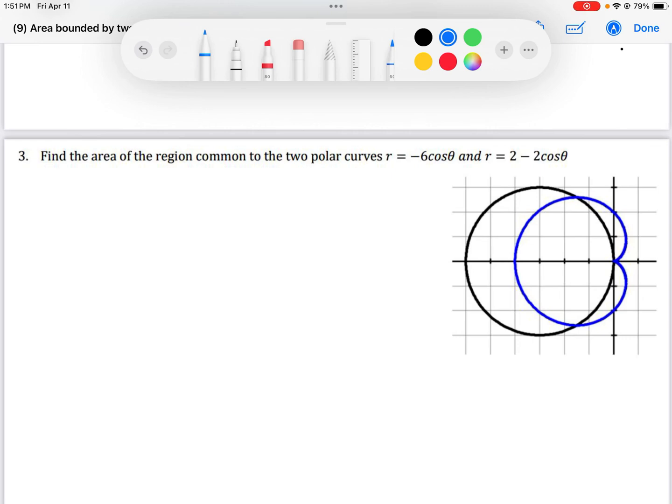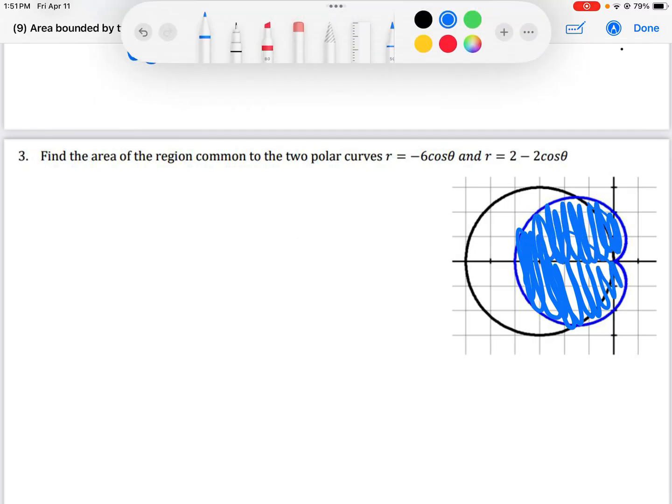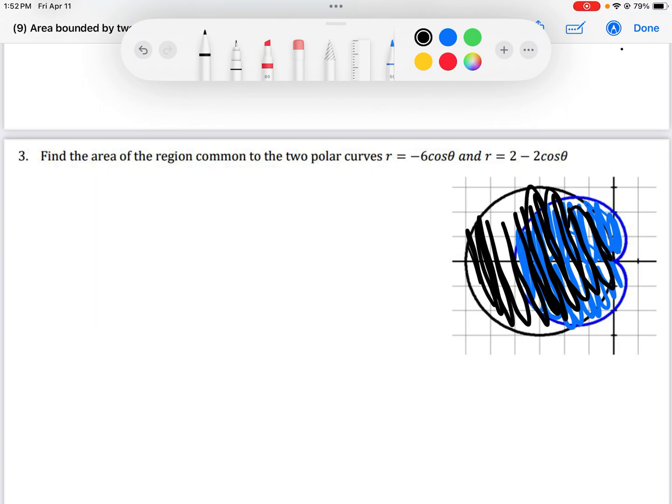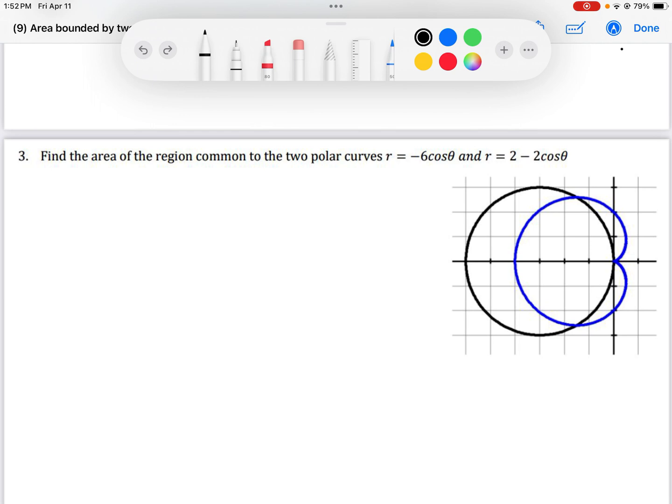All right, this question says, find the area of the region common to the two polar curves r equals negative cosine theta and r equals 2 minus 2 cosine theta. All right, so if I'm thinking about this, this would be the area of that blue graph. Hopefully by now we understand that that's going to be 2 minus 2 cosine theta. And the black graph is this whole circle defined to be negative 6 cosine theta. And what I'm trying to do is find the region they have in common. So it would be this weird little shape in the middle.